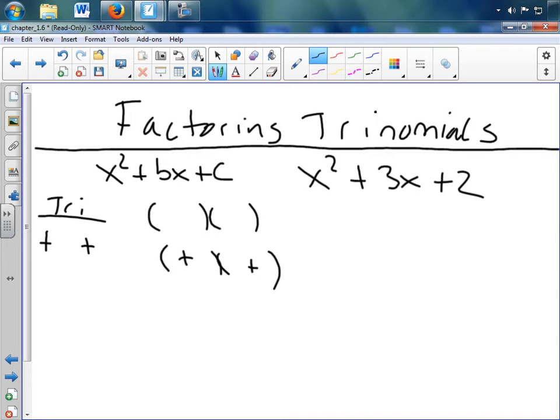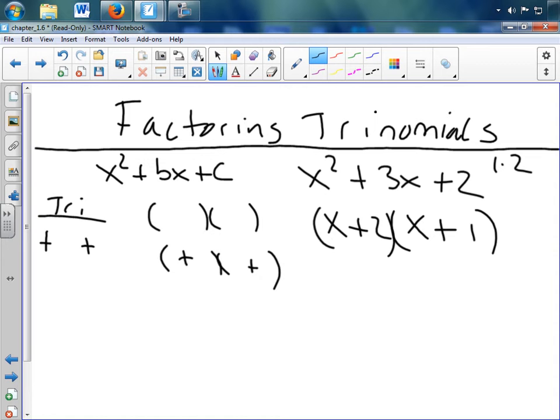To remind you, if we were to factor this, my signs are going to be plus plus. The first term of FOIL, what times what gives you x squared? X times x, right? Now the signs are the same, so what are the factors of 2 that add together to give you 3? 2 and 1, okay? And that's how you factored.